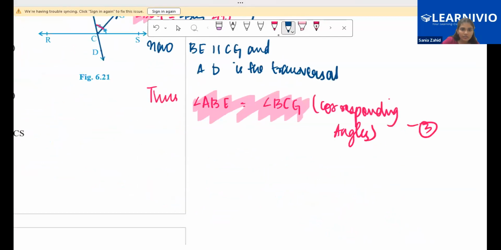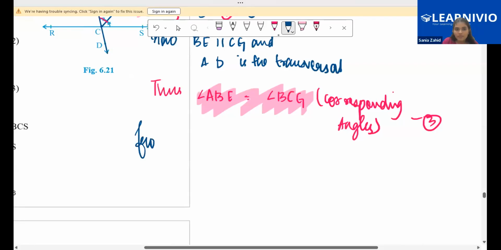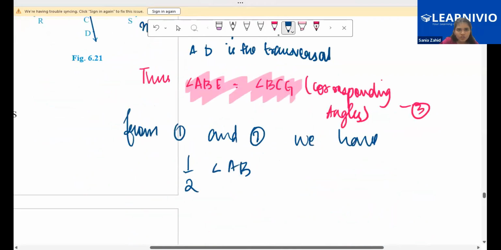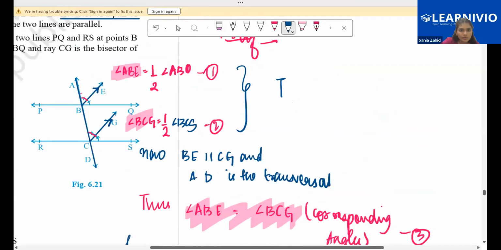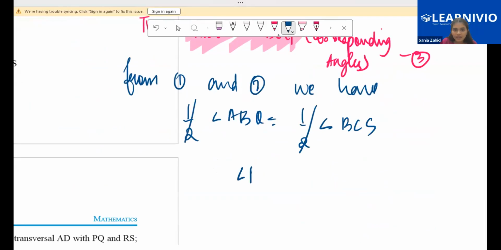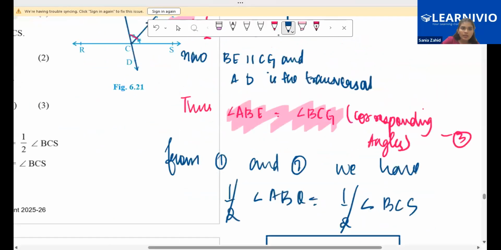Thus, after this you write, from 1 and 2, we have half of angle ABQ is equal to half of angle, what was the name? BCS. And the half cancels out on each side, thus angle ABQ is equal to angle BCS. Right, children? Now look at the figure again.